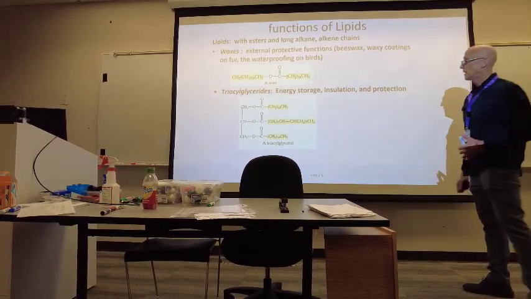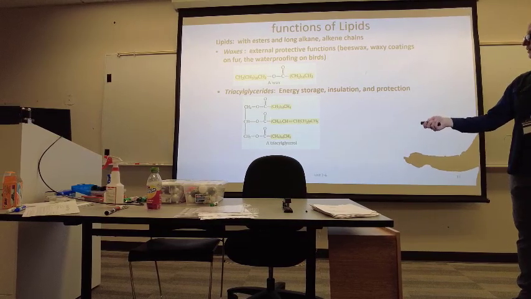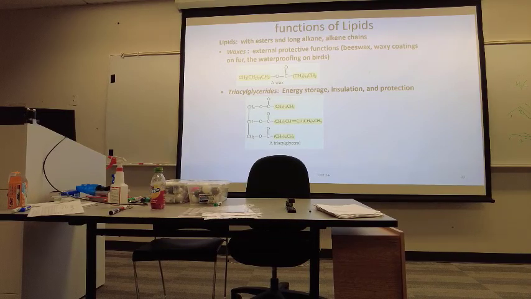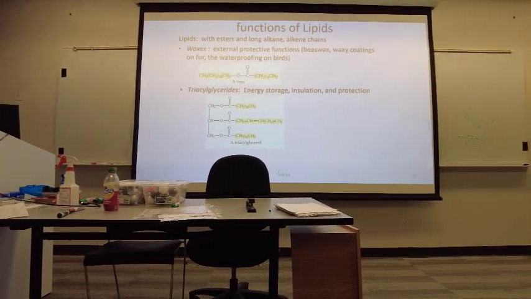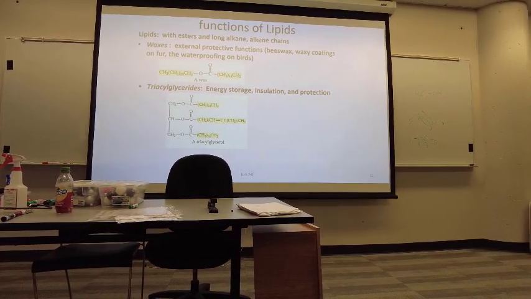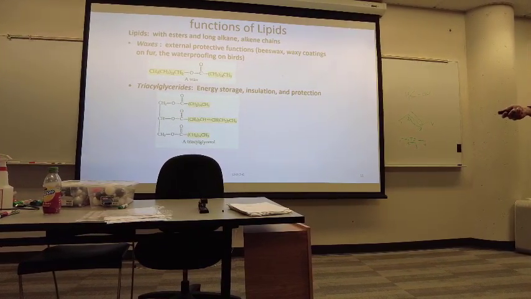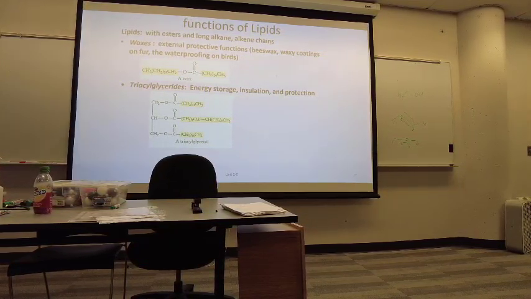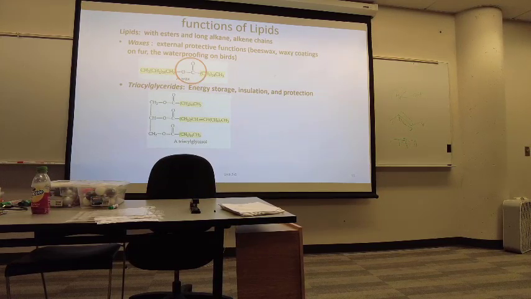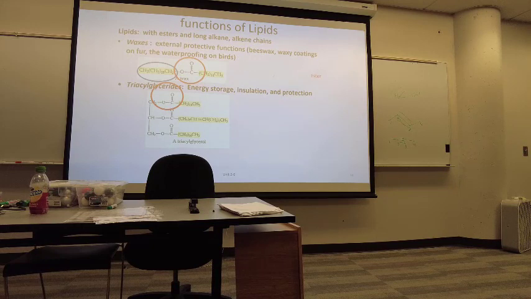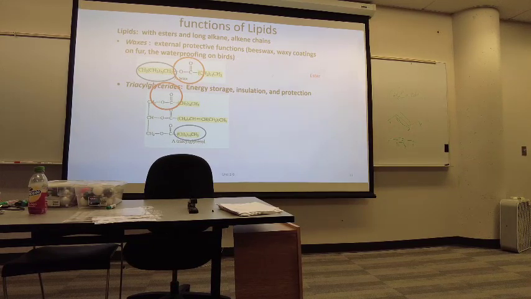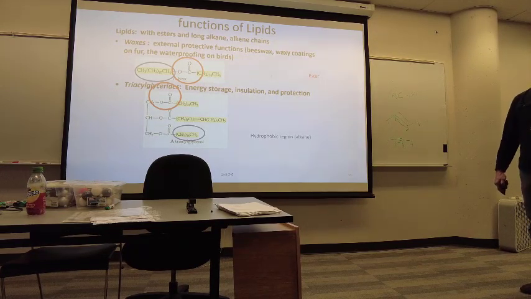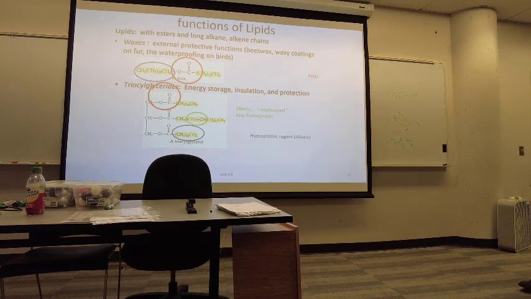Got it? What else is in this little structure? Ester. Ester, yep. And that's just vegetable oil, cooking oils. In fact, most of the oils you think of, like avocado oil or olive oil, are some variation of these, with or without double bonds, with or without different chain lengths. That's what that's all about. Triacylglycerides. All right, a little functionality. Lots of esters and a hydrophobic region. That's the giveaway that it's in the lipid family. Cool?